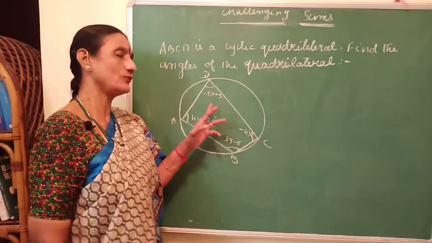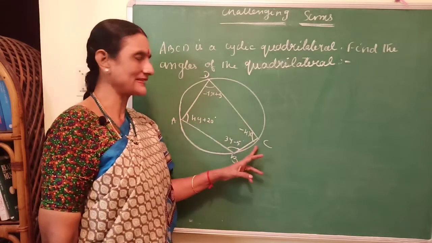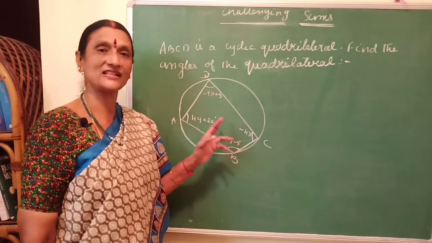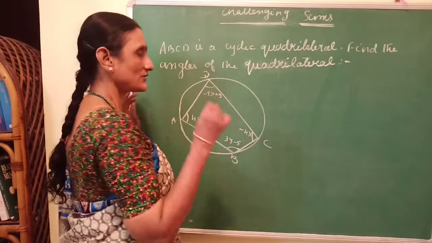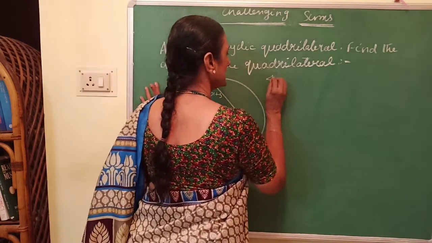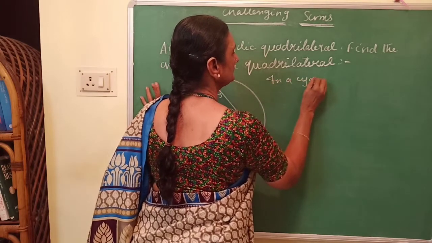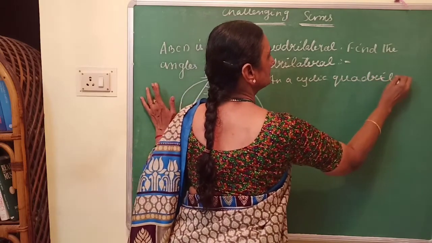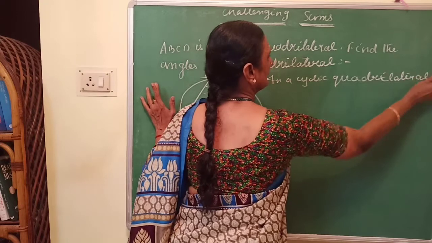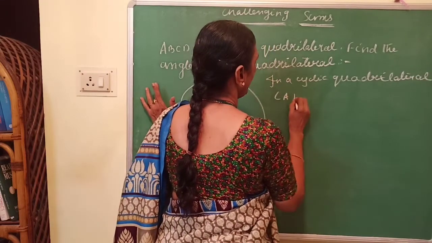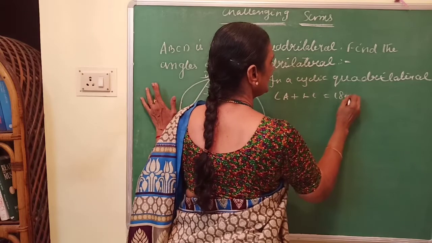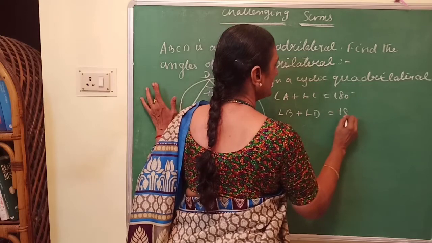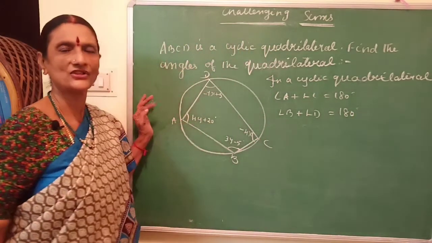So first you can write the property. Angle A plus angle C is equal to 180. Angle B plus angle D is also equal to 180. That is the special property of cyclic quadrilateral. So that you have to write here. In a cyclic quadrilateral, angle A plus angle C is equal to 180 degrees. Angle B plus angle D is also equal to 180 degrees. So shall we solve it?